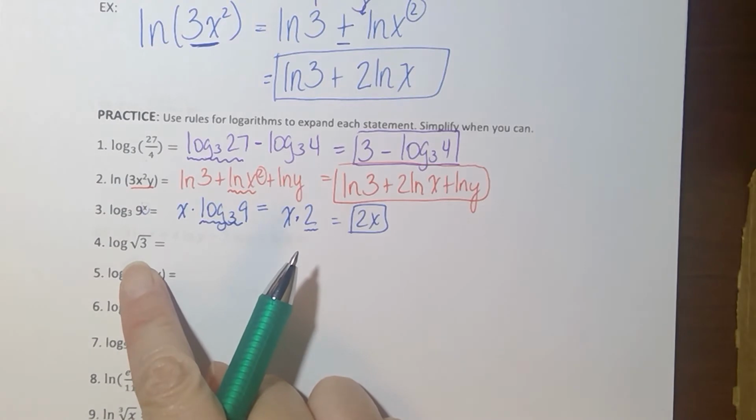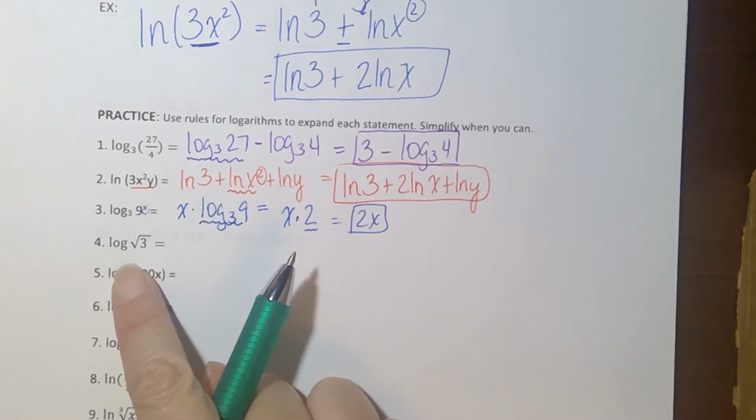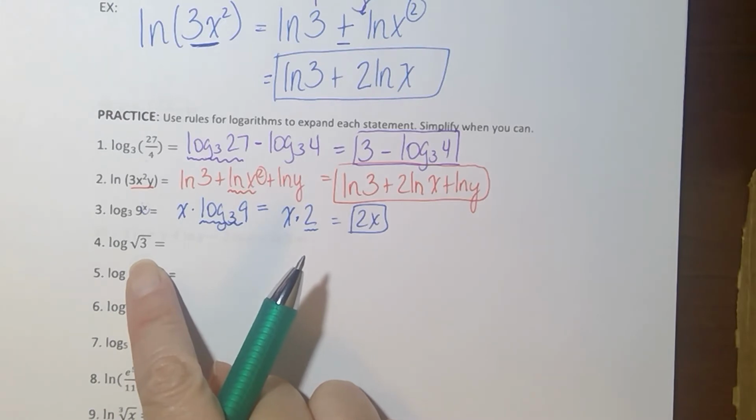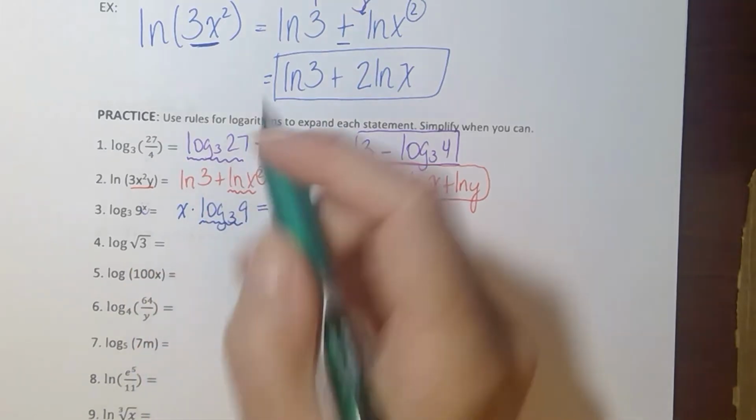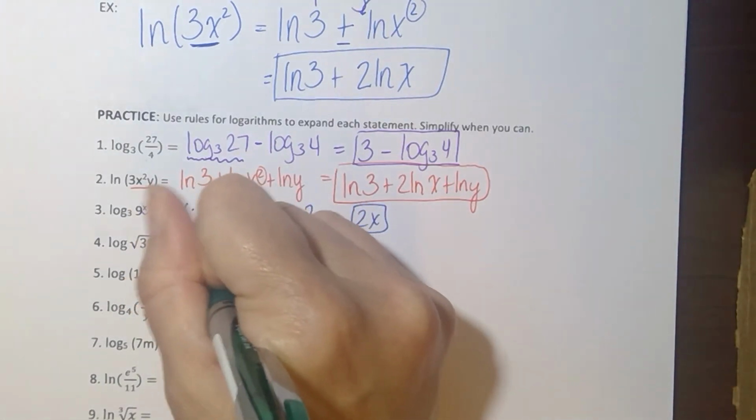All right, when I look at number 4, it's log, which is base 10. I've got the square root of 3. What can I do with that? Well, I can rewrite a radical as a rational exponent. So that's what I want to do. I'm going to rewrite my radical as a rational exponent. It's a square root, which means it has an index of 2. So 2 will be the denominator of my exponent.